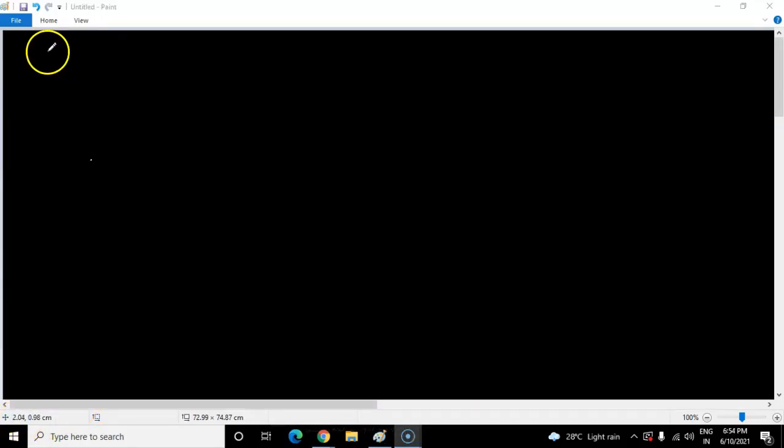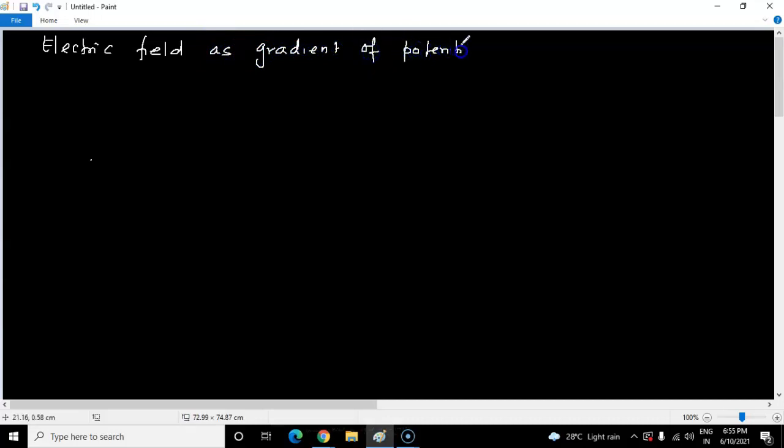Gradient of potential. Okay. Next topic is electric field as gradient of potential. Gradient is also called derivative. Gradient also means directional derivative.